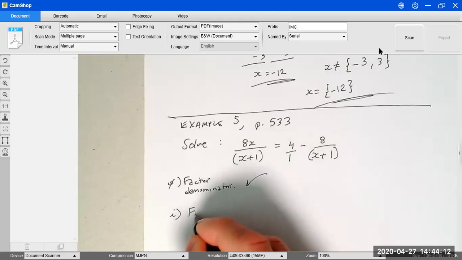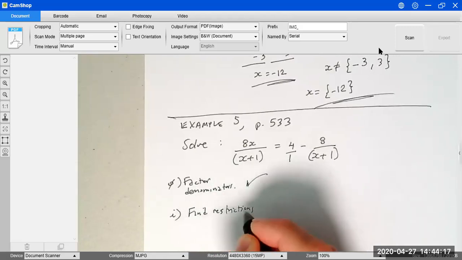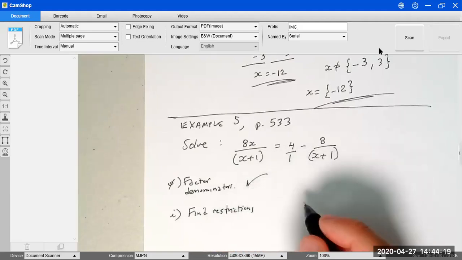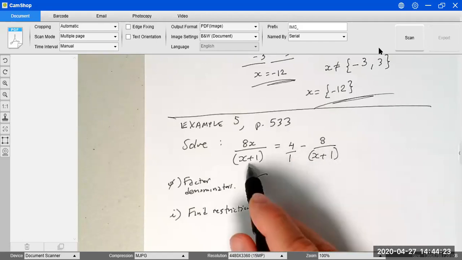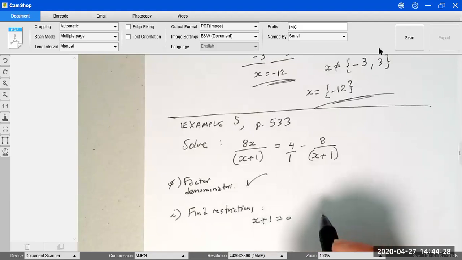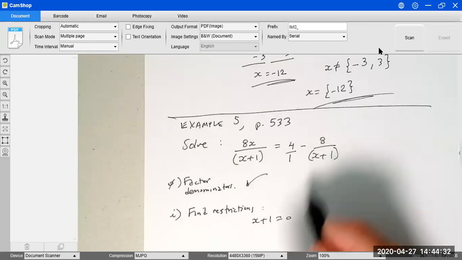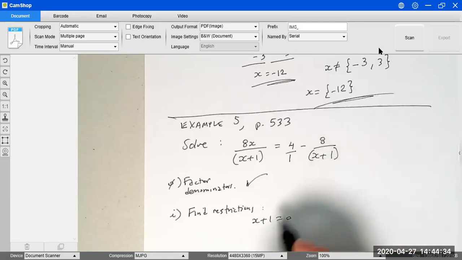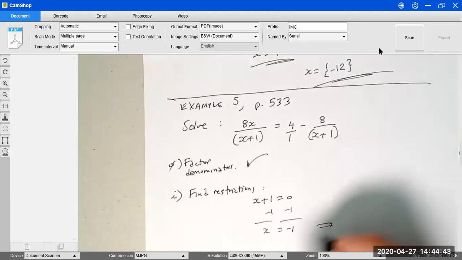Then we're going to find restrictions. Restrictions are going to be obtained by equating variable denominators to 0. So we have here x plus 1 equal to 0. This is not a variable denominator, and this is again x plus 1. So I only need to solve this equation. So you subtract 1 from here, and you're going to get x equals negative 1. So this is the restriction.